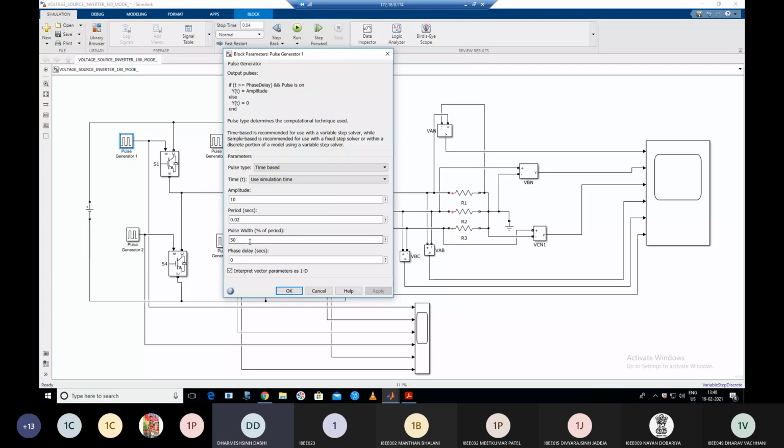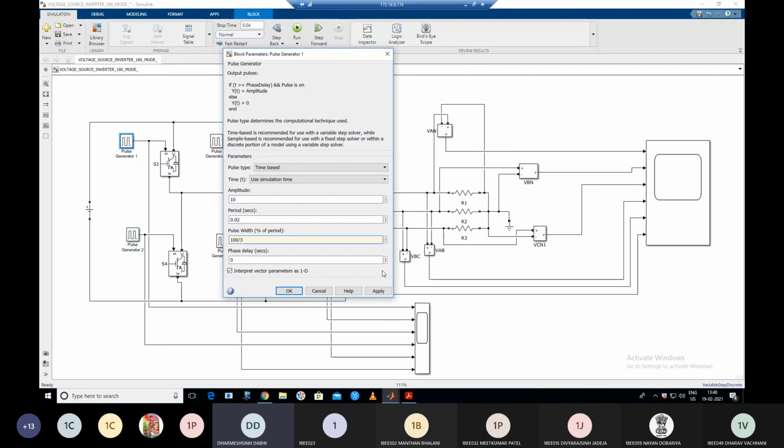33.33. Yes, very good. Because in 120-degree mode, each switch conducts for a 120-degree duration, which is 1/3 of the total period. So write down here in percentage pulse width. Then provide the phase delay as 0° because in 120-degree mode also S1 is on at omega t equal to 0°, which means at 0 second. Clear? All of you clear why here it is 33.33? Or you can also write 100/3.